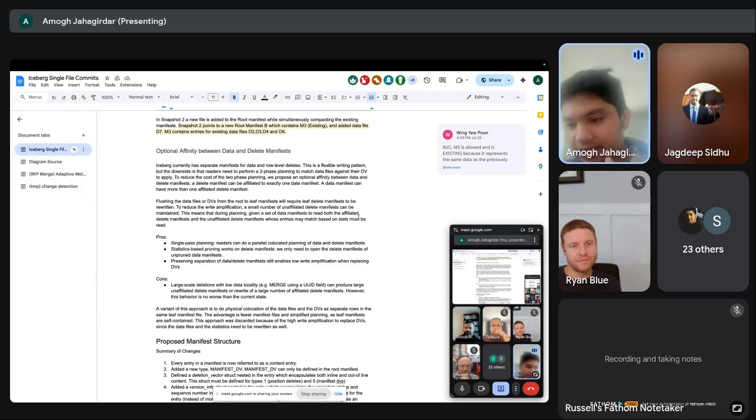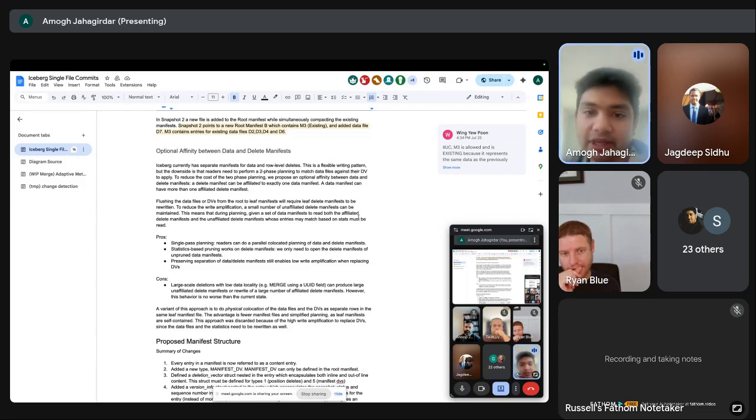This provides a flexible writing pattern where delete manifests can just be produced without having to think about any association. Okay, so what affinity is effectively, in this model, is that a delete manifest can refer to a data manifest. What this indicates is that all the files in that delete manifest are associated with data files in the referenced data manifest.